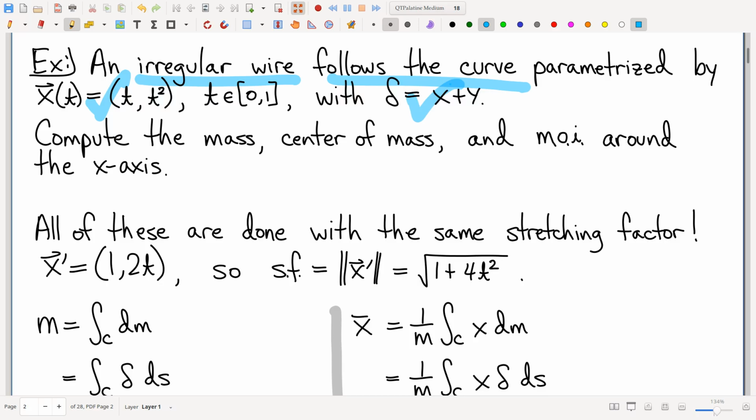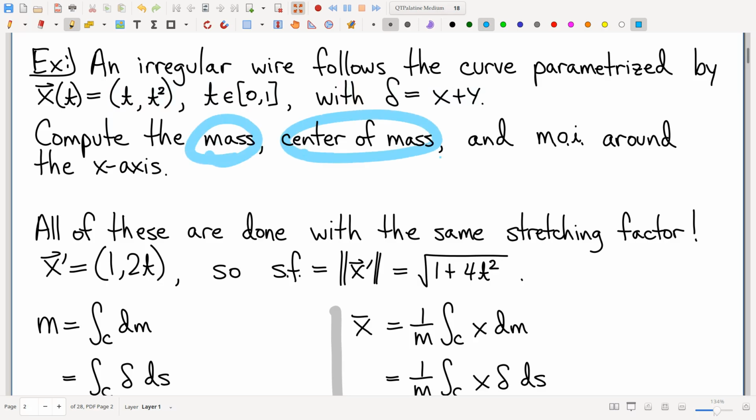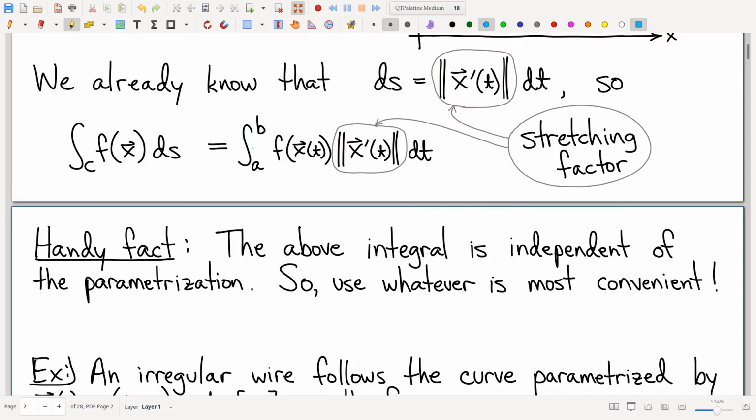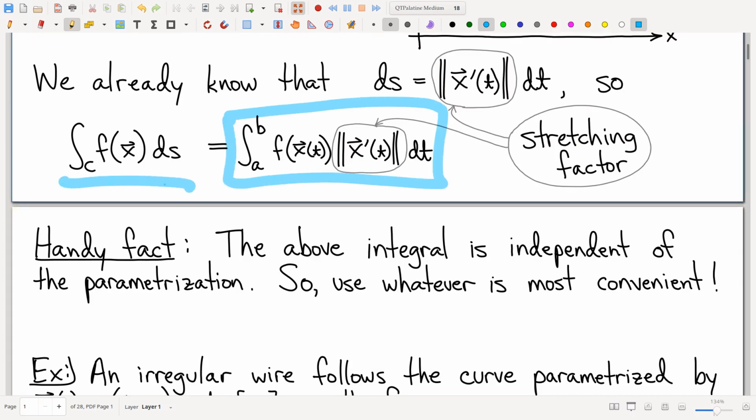Okay, so with all of that given, let's compute the mass. And by the way, let's also compute the location of the center of mass. And let's also compute the moment of inertia, specifically around the x-axis. Various different questions that we can ask about this wire. All right. Well, in anticipation of using this formula to compute what we expect is going to be a scalar line integral, we're going to need to know the stretching factor. To get the stretching factor, we're going to need to know the velocity. To get the velocity, we're going to need to have a parameterization. So let's start with the parameterization and take it from there.